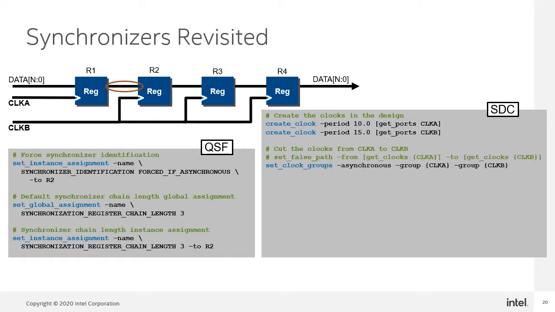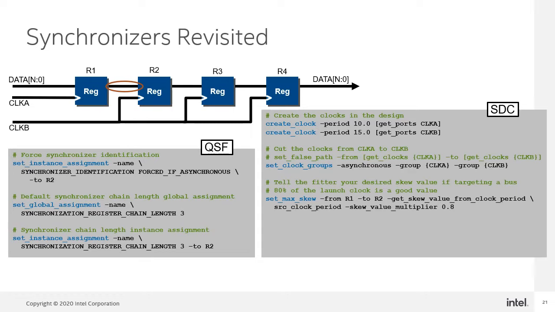Instead of using the setFaultsPath constraint, you could use the setClockGroups constraint. The setClockGroups constraint tells Time Analyzer not to analyze paths between clock domains, and it does not negate a setMaxSkew constraint, which is what we'll need for the bus.